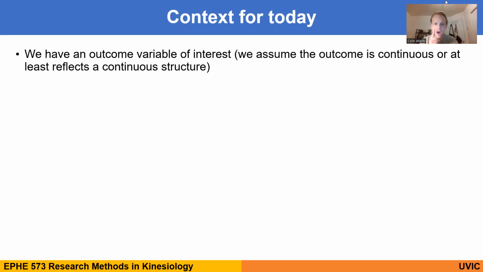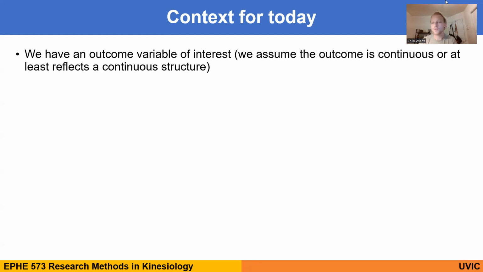So in this context, we might have some outcome of interest, and we're going to assume that it's continuous or that it reflects some sort of continuous structure. So basically, people can take on a whole range of values in between some sort of minimum and maximum value. It's kind of tricky because sometimes it's hard to determine how much a variable is continuous or not.